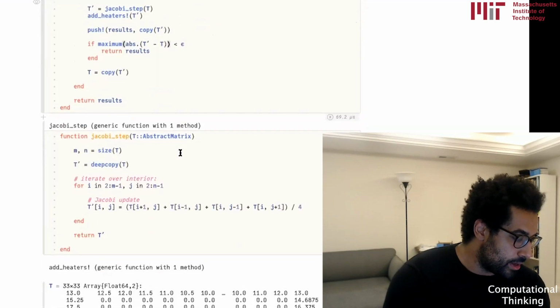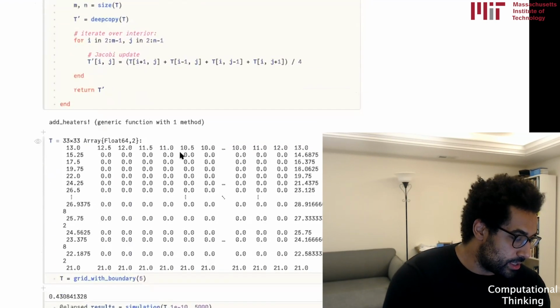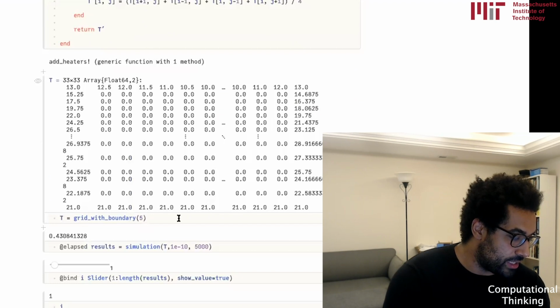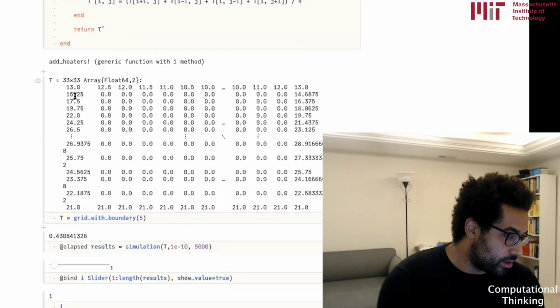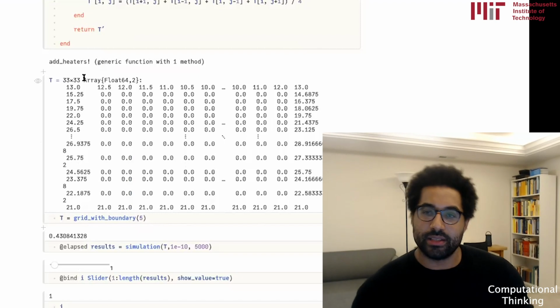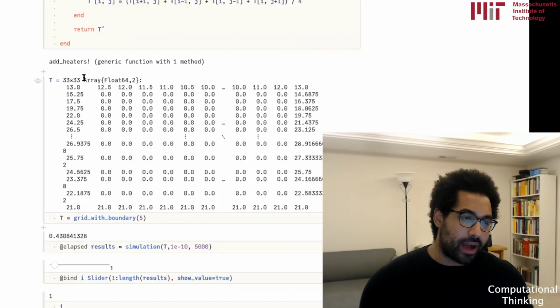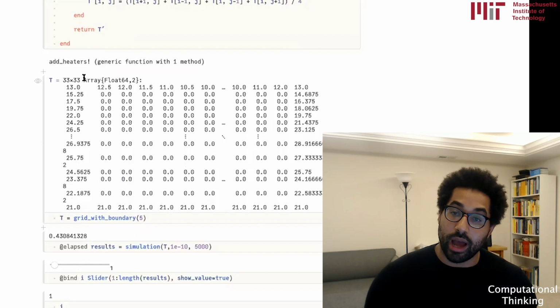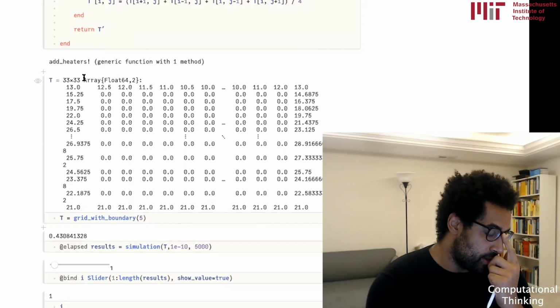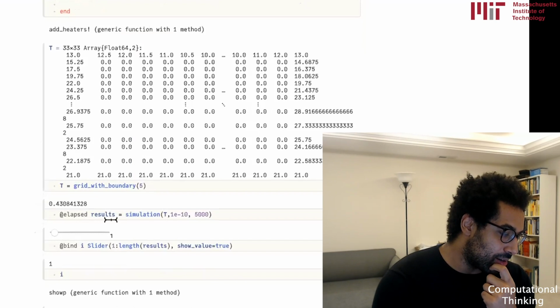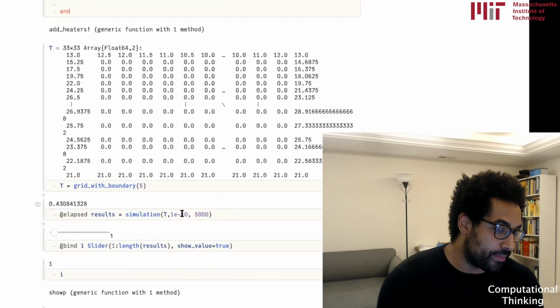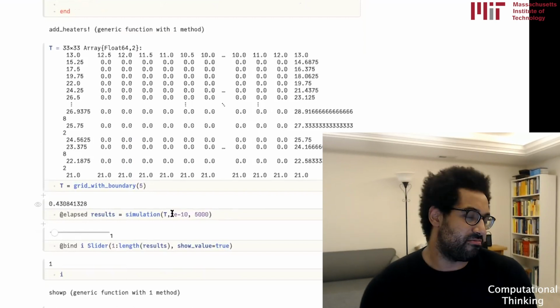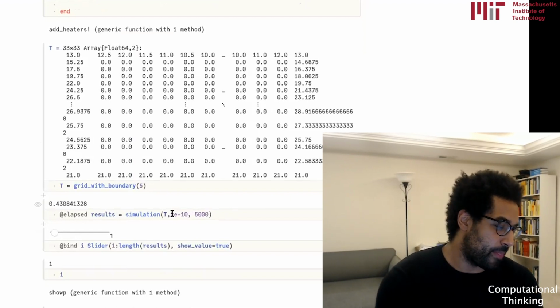Okay. And so you can see that when we define an array T, grid with boundary, this sets up the boundary conditions. What we get is some array. Here it's 33 by 33, which corresponds to having 32 rows of boxes and 32 columns of boxes. And here we perform a simulation where we do up to 5,000 iterations of Jacobi, and we want an error that's right around 10 to the negative 10.